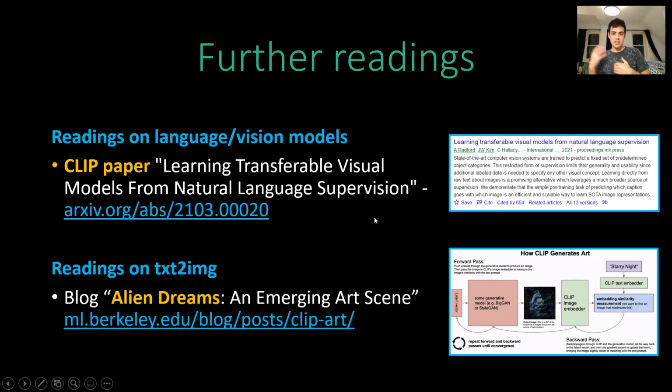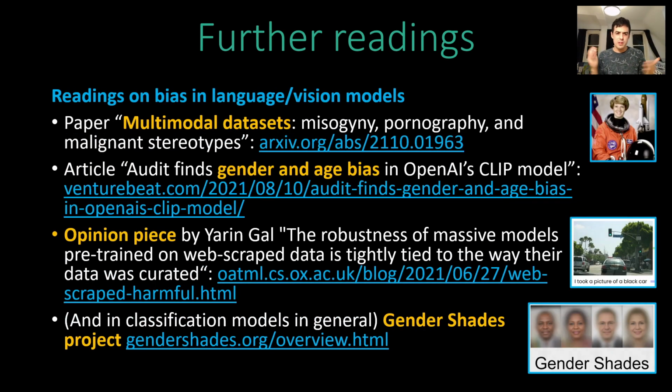If you are more generally interested in the area of the text-to-image art scene, then this article is really cool as well. It has some nice visualization and loads of examples of really nice artworks and a little bit of the history of this art scene. If you care more about the bias chapter of this whole lecture, then I would recommend first this multimodal datasets paper. It's the one where we saw the analysis of these images.